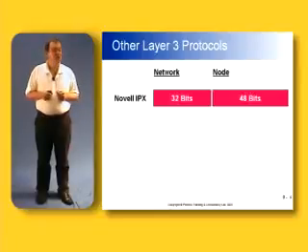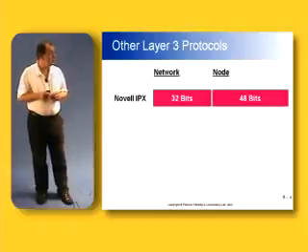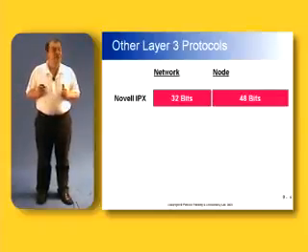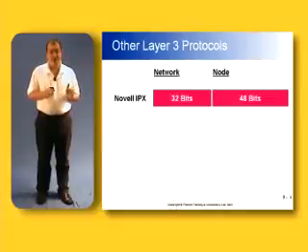We've got Novell IPX, that's Novell's network layer protocol. That's 32 bits of network addressing and 48 bits of host addressing. Always a fixed line, 32 bits network, 48 bits host. What about another one?